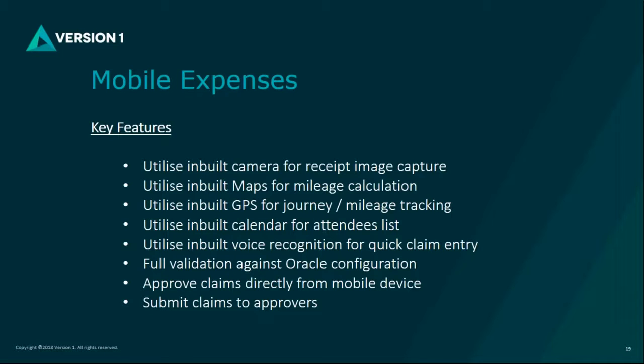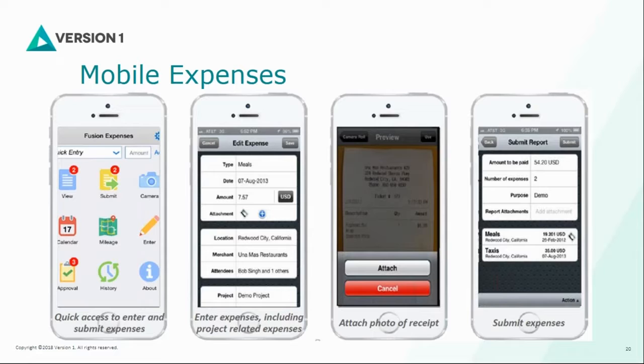Moving on to mobile expenses, or Fusion expenses, as it's actually called on the Apple Store and Google Play. It's also available, I should point out, for Cloud ERP as well as for EBS. It enables users to capture expense items, attach images, submit expense reports, and to view previously submitted reports from the mobile device. It's actually a very good example of how Oracle makes the most of the features of the device.